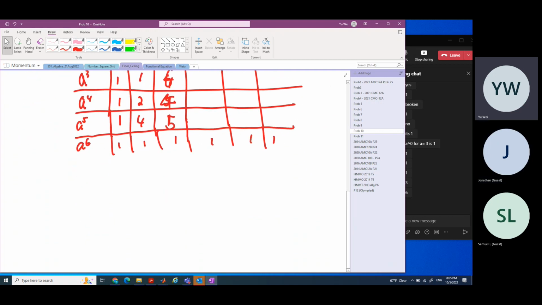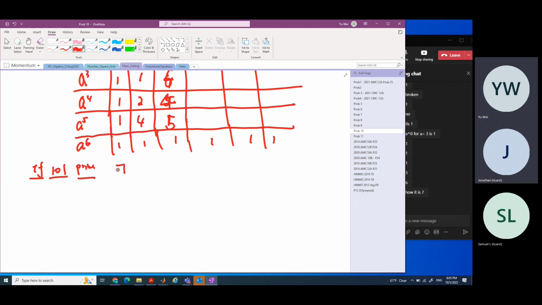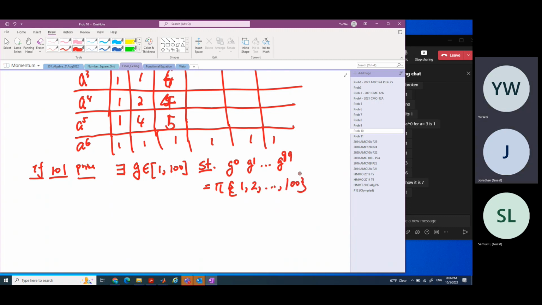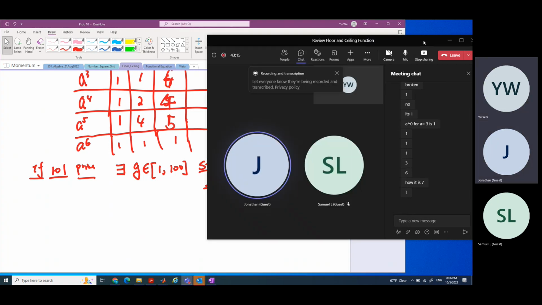So what I mean here is, if you have a number like 101, which is prime, there exist primitive roots between 1 and 100 such that g to the 0, g to the 1, up to g to the 99 is a permutation of the numbers 1 up to 100. Any questions on this, Sam and Jonathan?